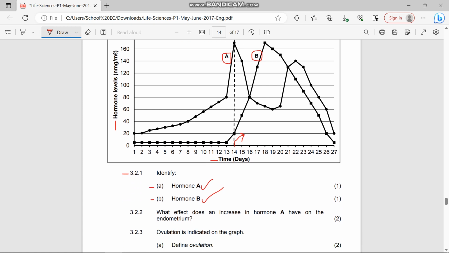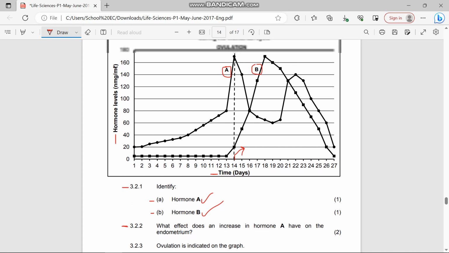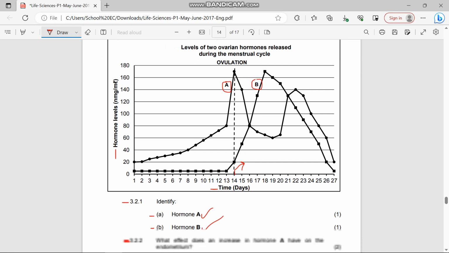Let's move to 3.2.2. It says, what effect does an increase in hormone A have on the endometrium? So what does an increase in estrogen do to the endometrium? They are asking about the function of the estrogen. The effect of an increase in estrogen is to make the endometrium wall become thicker, more strengthened, more glandular.